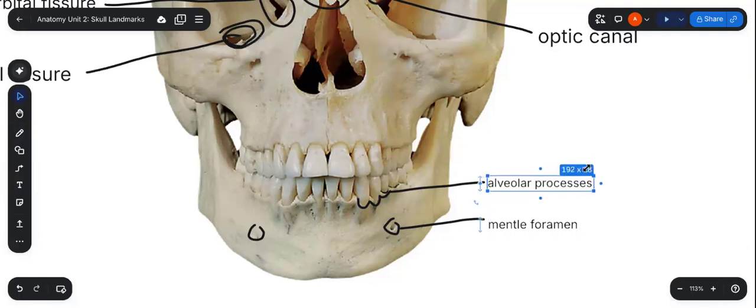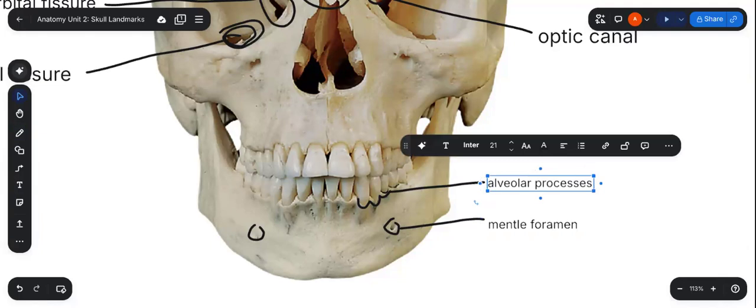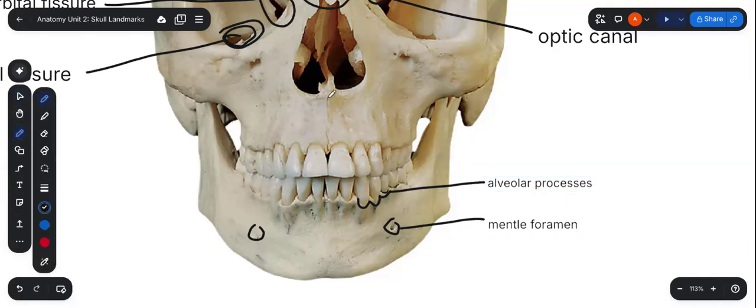And then the very last part is your intermaxillary suture. Intermaxillary suture is this line that is visible from your nose portion to your teeth. You can kind of see that there's like this crack over here. That is referring to the intermaxillary suture.